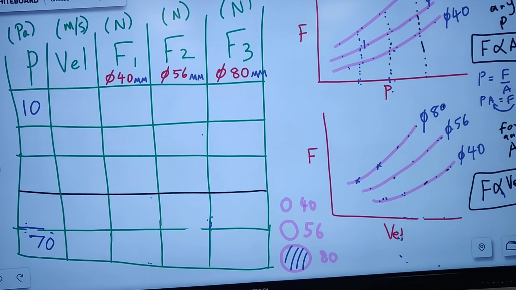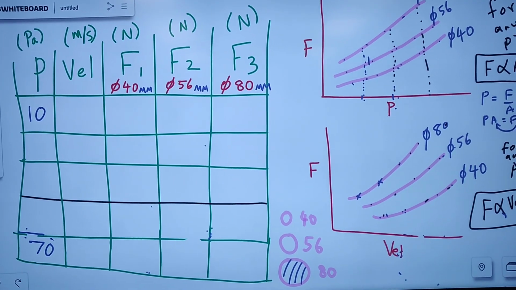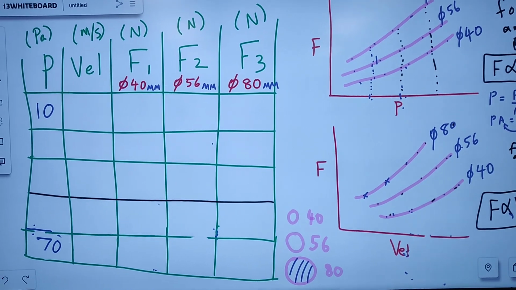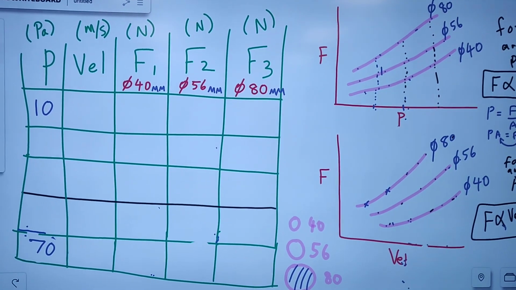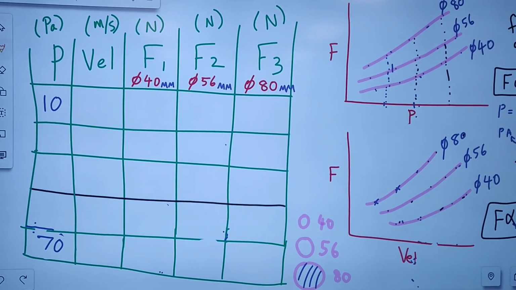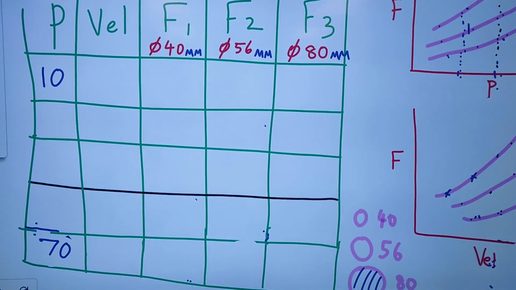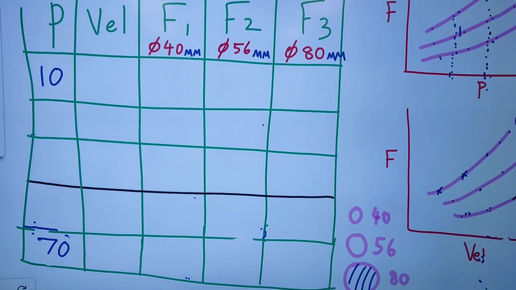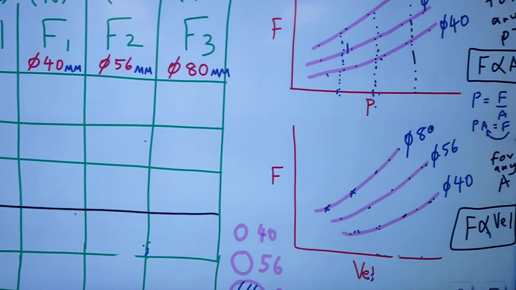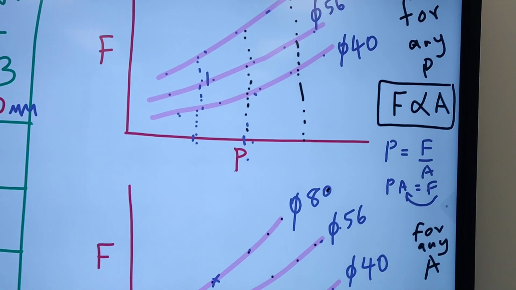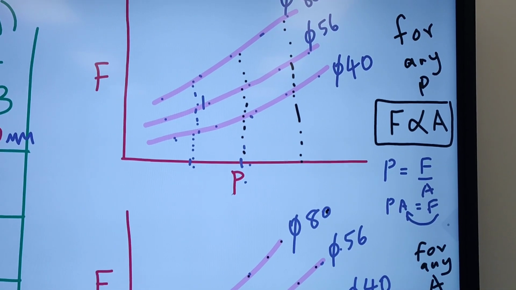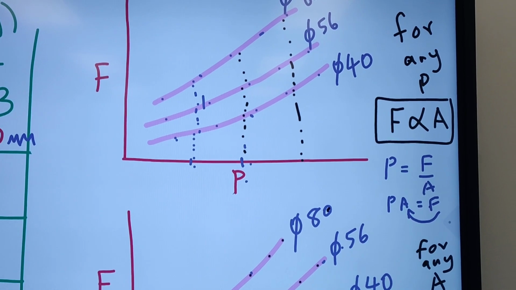drag force proportional to the flow velocity. These two are the objectives. We are going to verify it by means of some experimental measurements. So the data that you have collected will be filled in this table, after which you are going to plot two graphs. First is drag force on y-axis, pressure on x-axis.